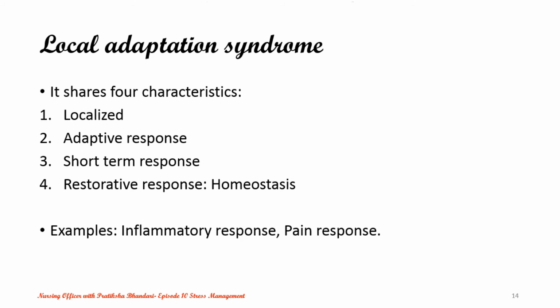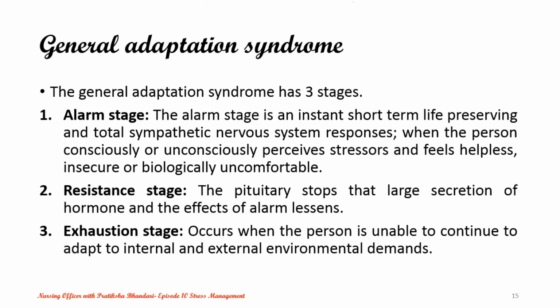response. But in case of general adaptation syndrome, the body goes through 3 stages which move in order: alarm stage, resistance stage and exhaustion stage. We make a mnemonic like ARE in order: A for alarm stage, R for resistance, and E for exhaustion stage.